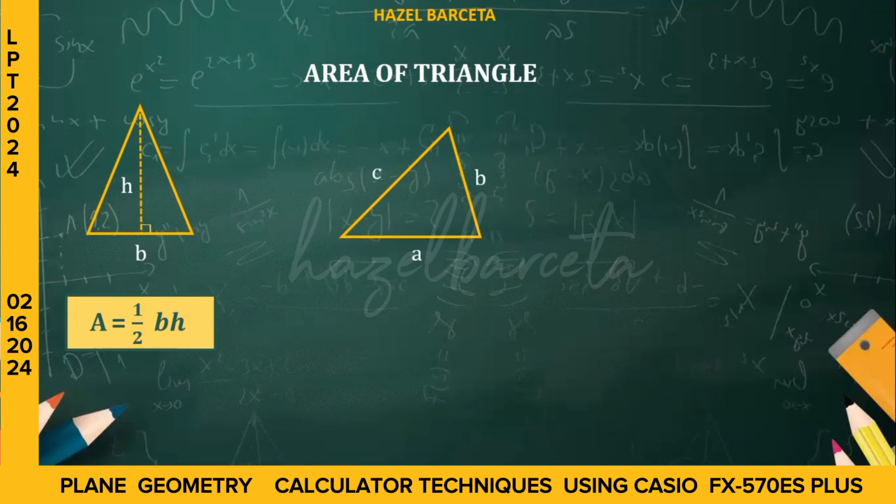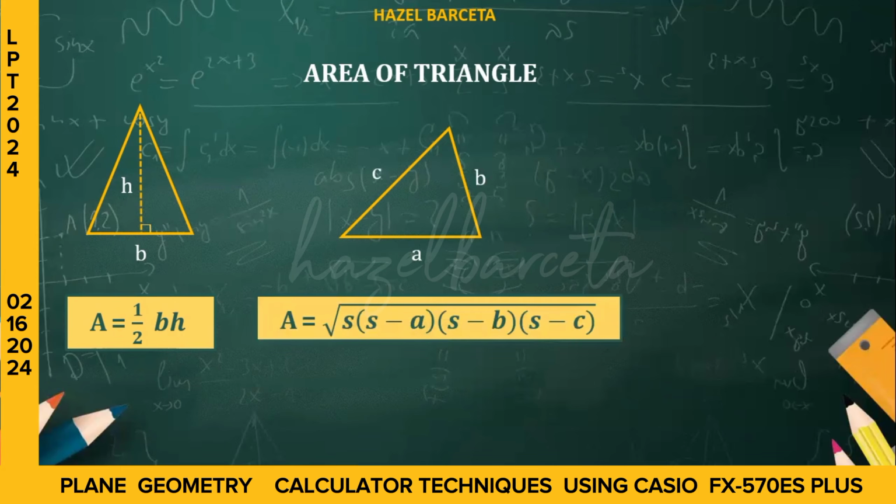So, what if ang binigay po ay ang sides of triangles A, B, and C? We will use the Heron's formula. A is equal to the square root of S times the quantity of S minus side A, S minus side B, and S minus side C, where S is the semi-perimeter. So, kapag perimeter, we have to get the sum of the sides. Since semi-perimeter, we have to divide it by 2. Therefore, A plus B plus C over 2 is for the S. Again, this is Heron's formula.